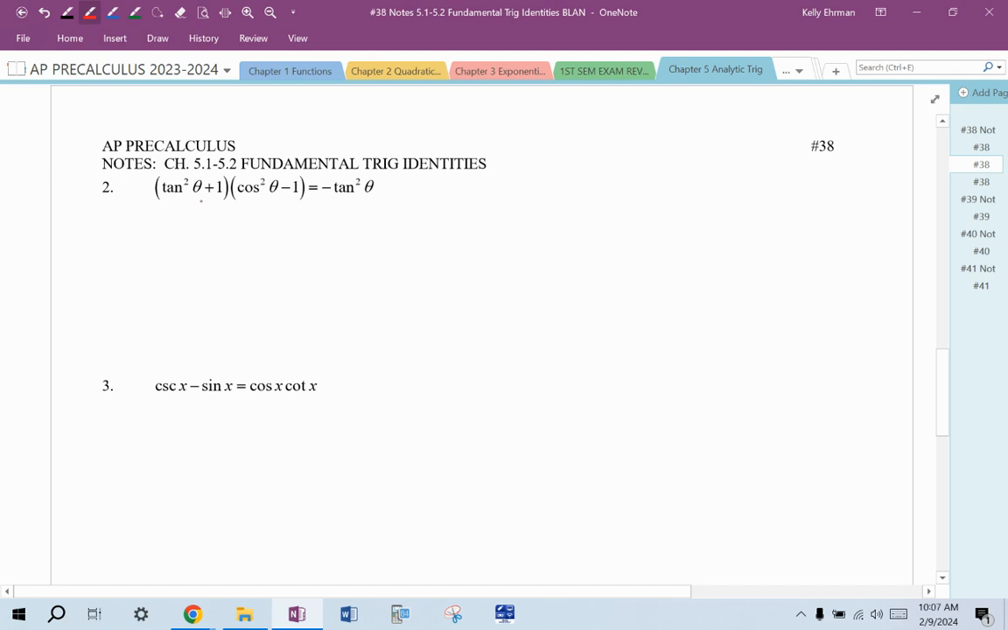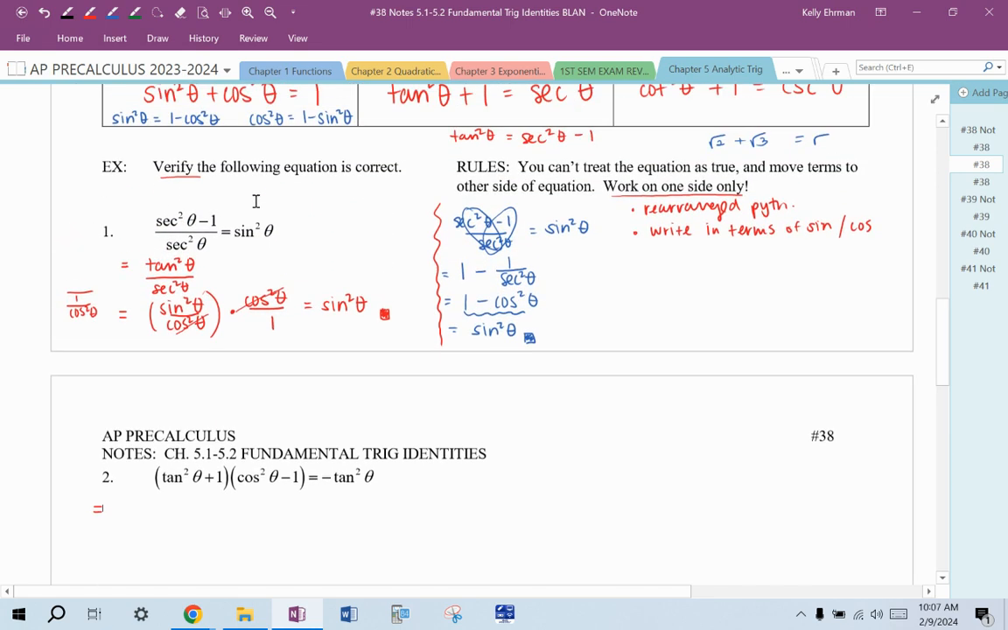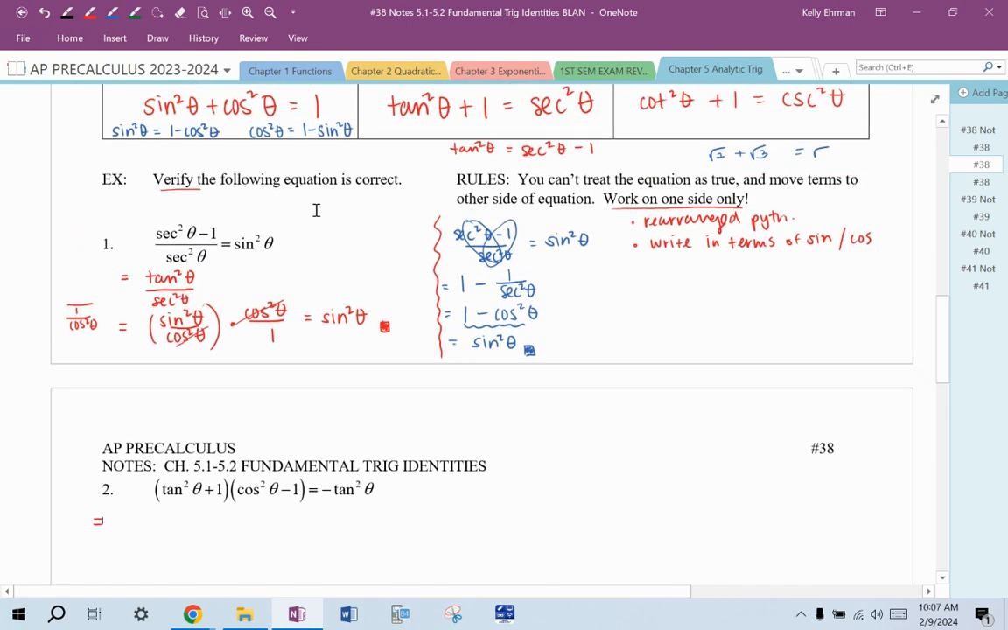Tangent squared theta plus 1 times cosine squared theta minus 1. So this is definitely the more complicated side. We don't usually want to FOIL trig together unless it looks like it's going to FOIL nicely, but tangent squared times cosine squared does not look fun. Always check for identities first. So let me go back to my Pythagoreans. Tangent squared plus 1 is secant squared. So we can simplify that.